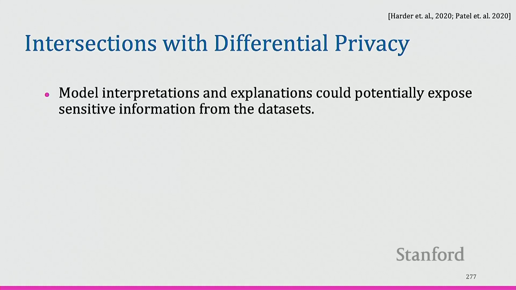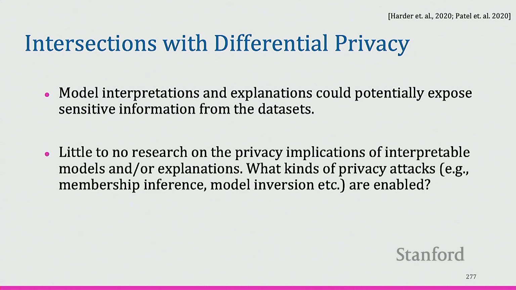Okay. All right, so privacy, this is actually something that came up during the break, and I was talking to somebody that I now can't recall. But essentially, I think by definition, a lot of model interpretability and explanations is about exposing information about the model, right? So can these model interpretations and explanations expose sensitive information from the data sets, for example? Again, there is very little research. I think barring a couple of papers, there is not a whole lot of work in this area. So there is very little research on the privacy implications of interpretable models or explanations.